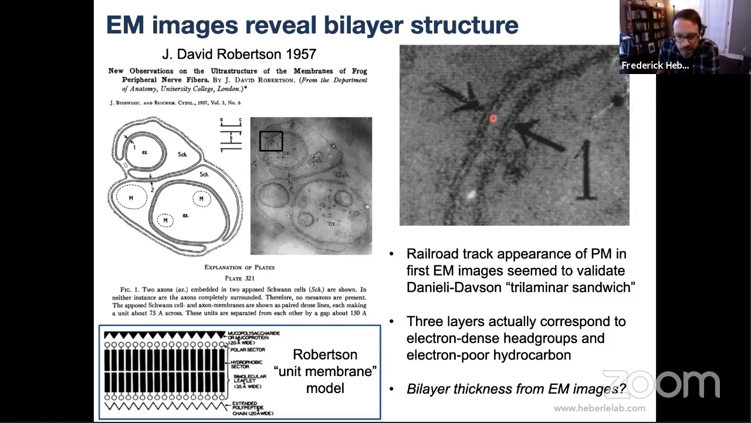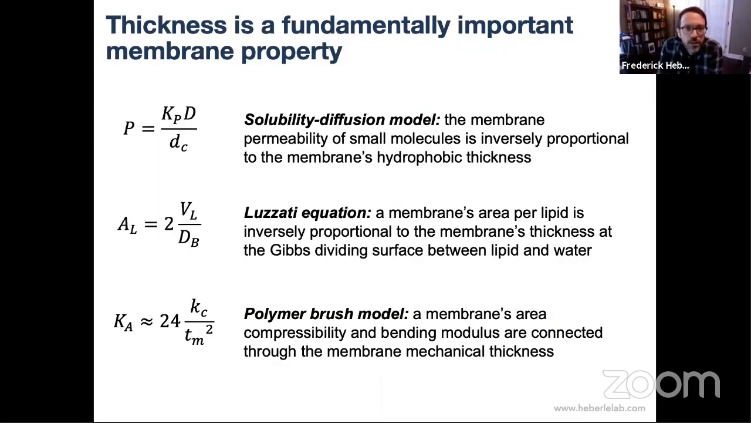Now, it's certainly tempting to think that the distance between those 2 dark lines corresponds to the head group distance in the bilayer. And if that's true, that means that we can directly measure bilayer thickness from a cryo-EM image. Now, I think it's worth mentioning here that membrane thickness is a fundamentally important membrane property in its own right. I don't think I need to tell anybody that's listening here that that's the case.